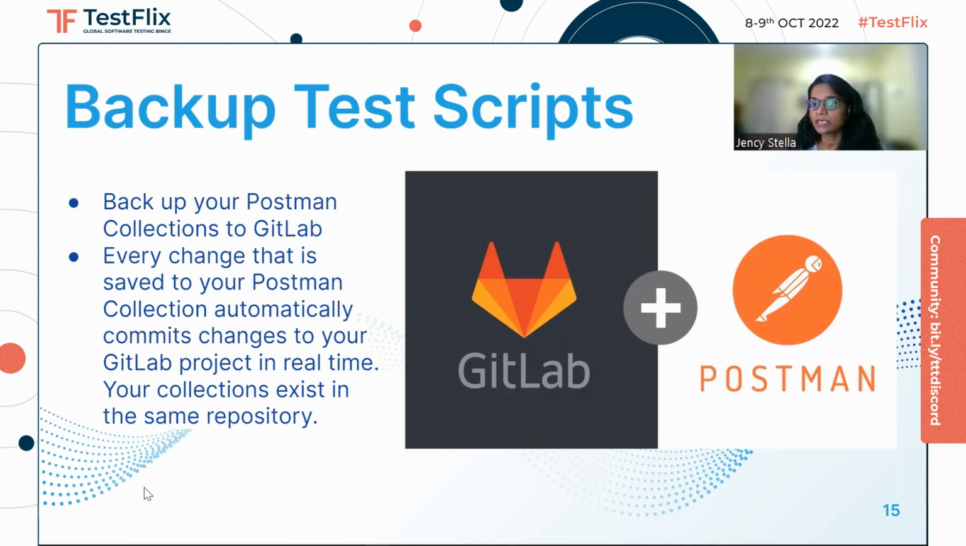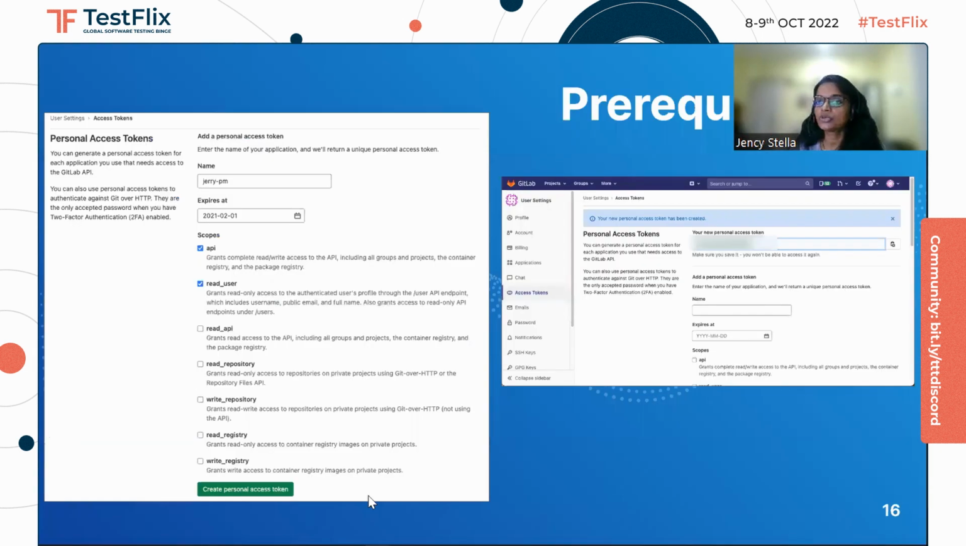Postman has a feature where you can integrate your GitLab account with Postman. In order to do that, you just need a few prerequisites. You need to have a GitLab account. Along with that, you need to create a personal access token for yourself. Make sure you keep it handy with you.